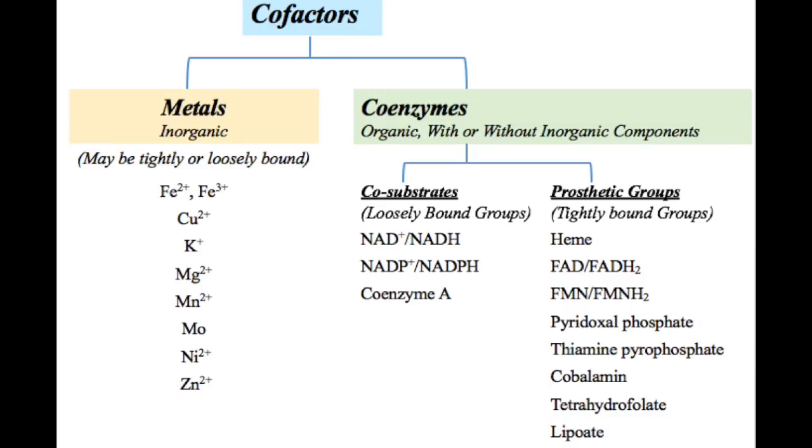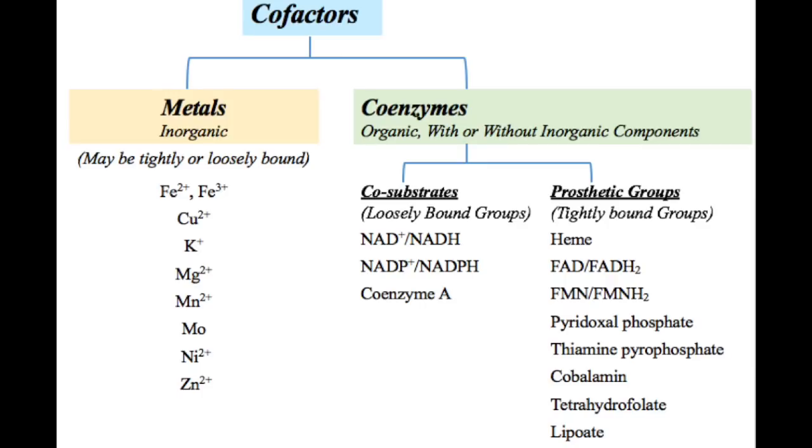And the other classification is coenzymes. These are organic molecules that may or may not have a metal involved. These coenzymes can be broken into two groups. Those that are loosely bound and act more like co-substrates. These sorts of cofactors enter an enzyme, do their job, and then leave. This includes NAD+ or NADH, and NADP+ and NADPH, and also coenzyme A. We're going to see a lot of these co-substrates this semester.